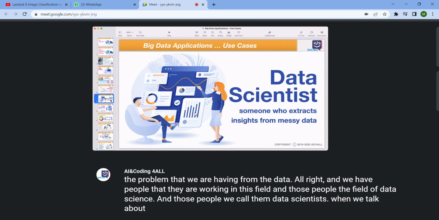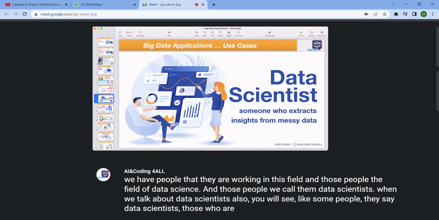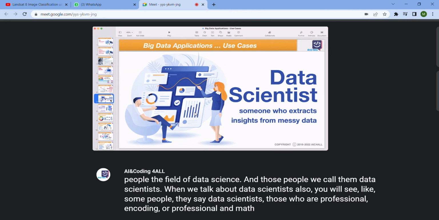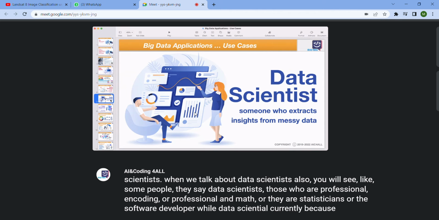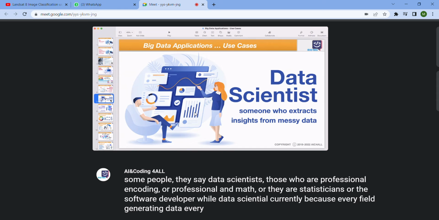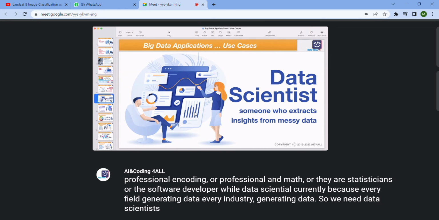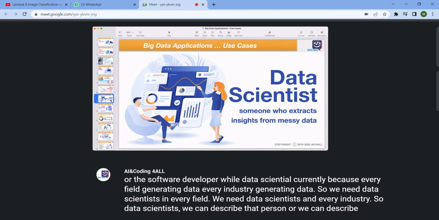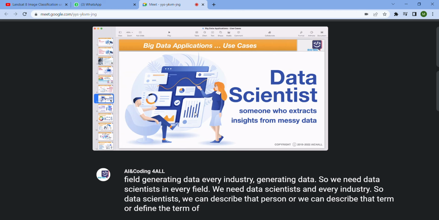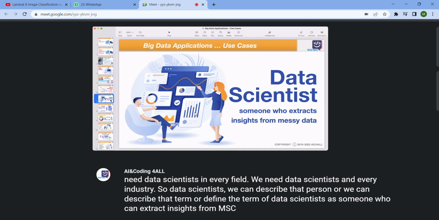When we talk about data scientists, you will see some people say data scientists are those who are professional in coding or in math, or they are statisticians, or software developers. Currently, because every field and every industry is generating data, we need data scientists in every industry. So we can define a data scientist as someone who can extract insights from messy data.